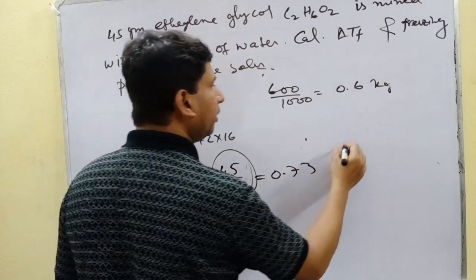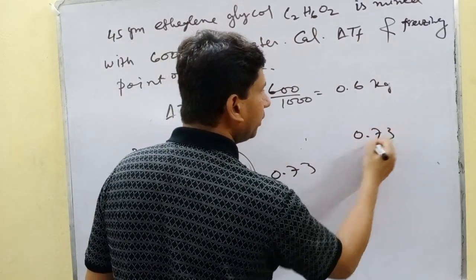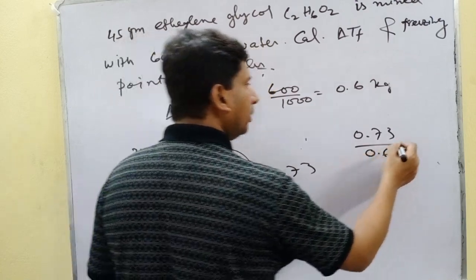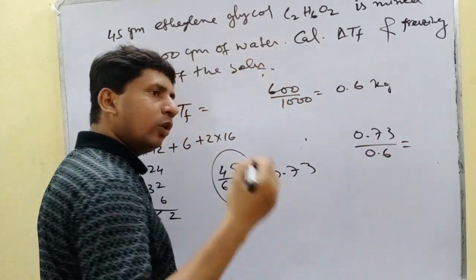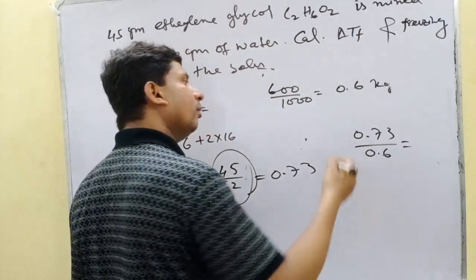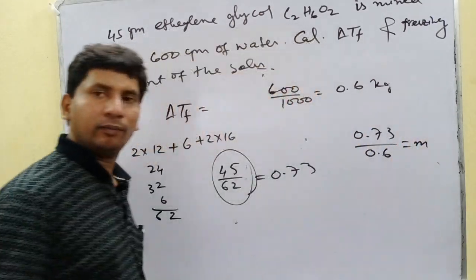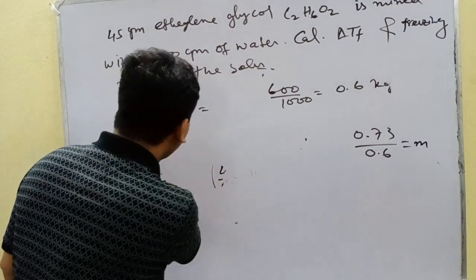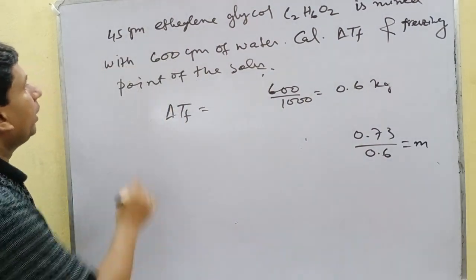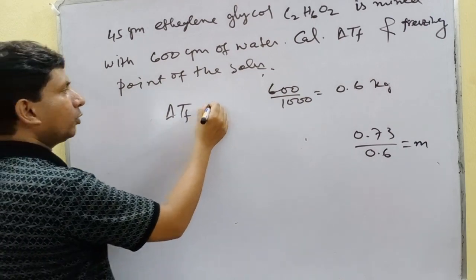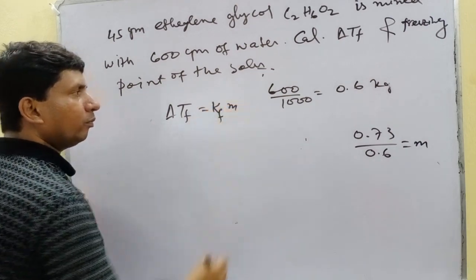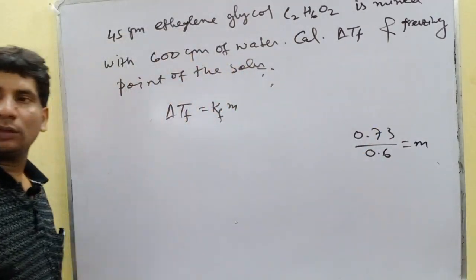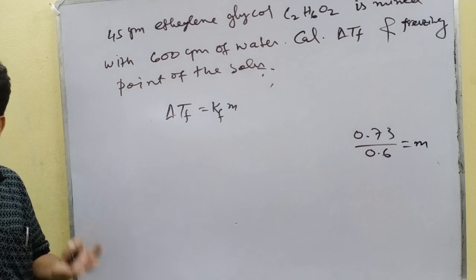So this number of moles, 0.73, divided by 0.6 kg, is equal to the number of moles per kg, that means molality, small m. Okay, this is the small m. Now delta Tf equals Kf into small m, we know it. So small m is this.